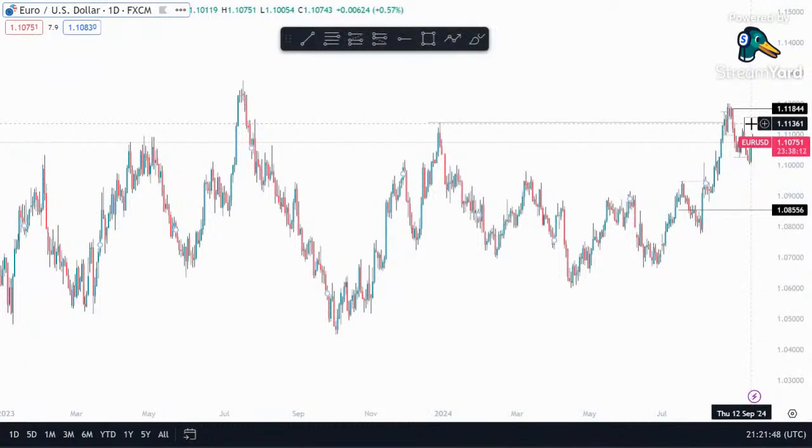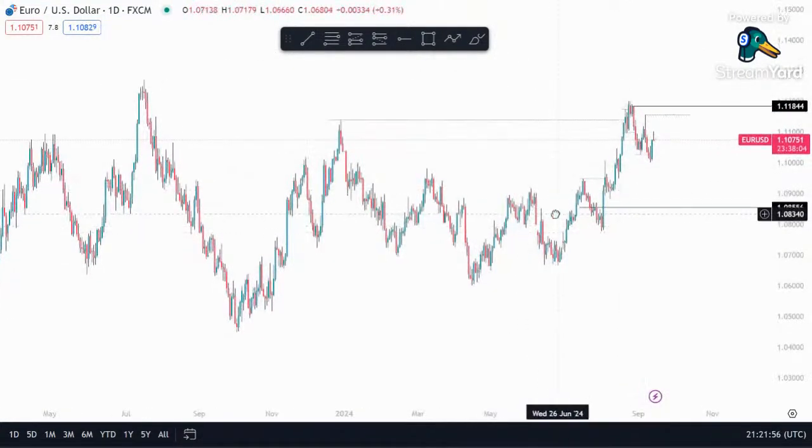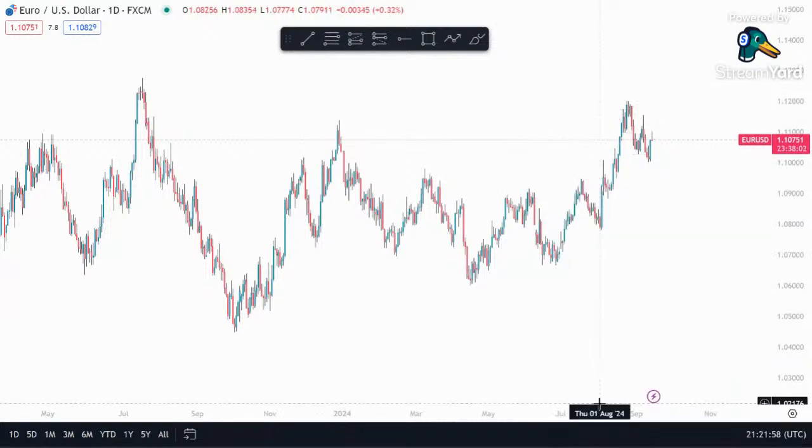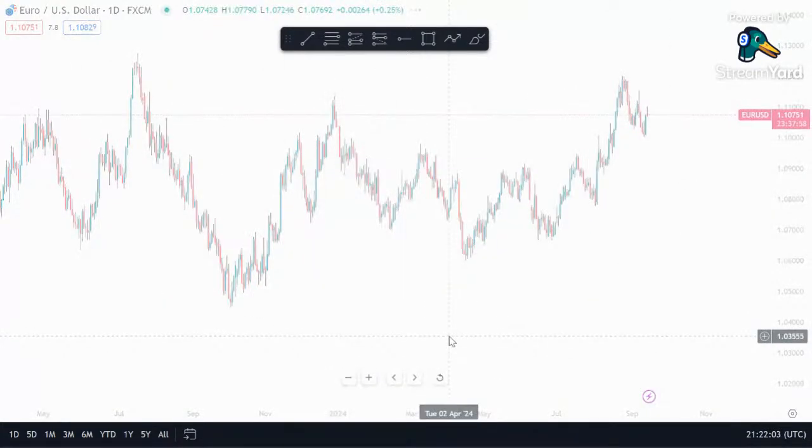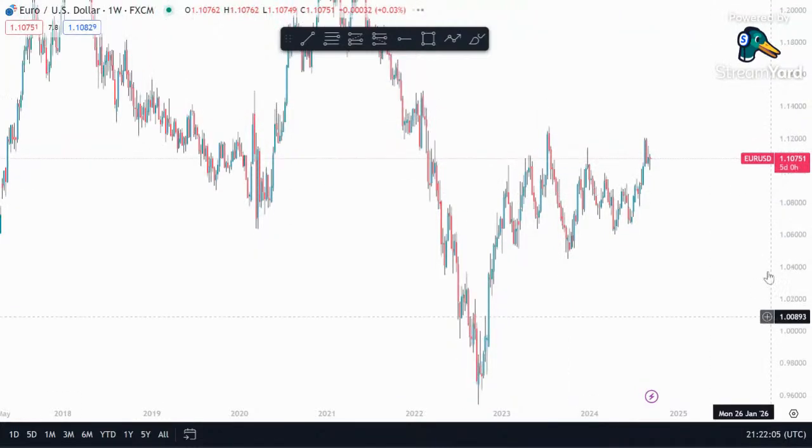So in today's outlook, let's start with EU. Let me just remove all the drawings I have. Let's go to the weekly time frame first of all to see the bias on the weekly.